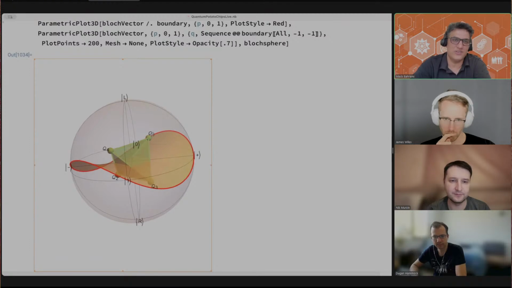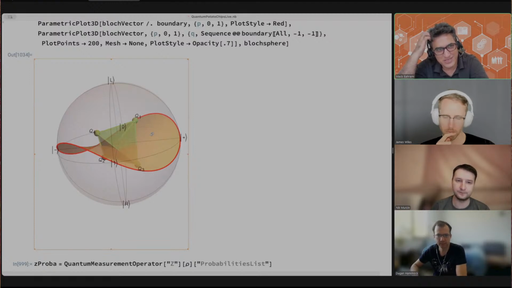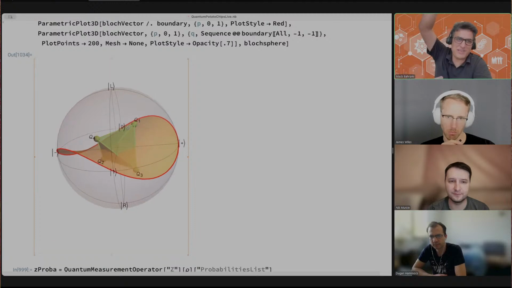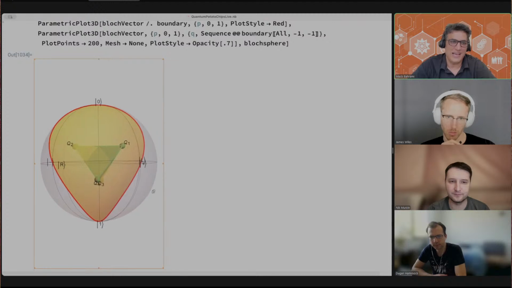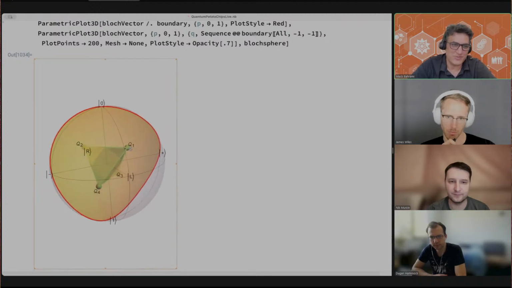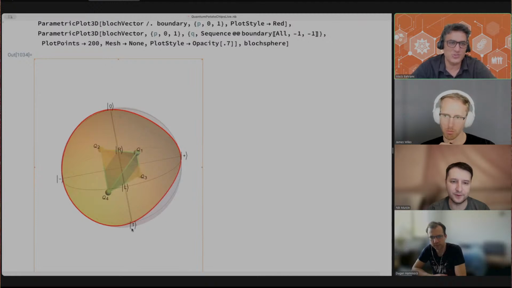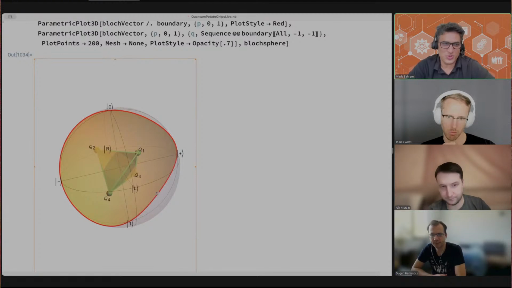If you create a new POVM like that, you say, okay, let me add up Q1 and Q4 and create a new one. This new POVM is going to be literally along that axis. Of course, it's not going to be at the pole. It's not going to be projective. It's going to be something in the middle. And you can do the same with Q1 and Q2, Q1 and Q3. So now you have 3 new choices.